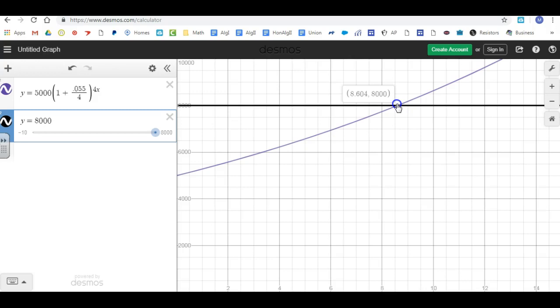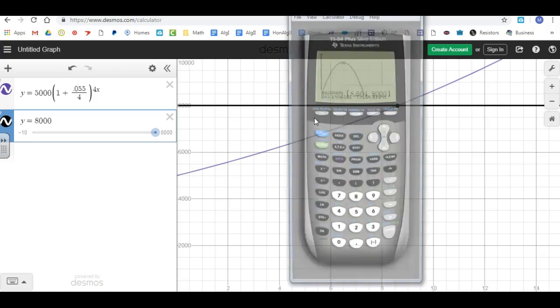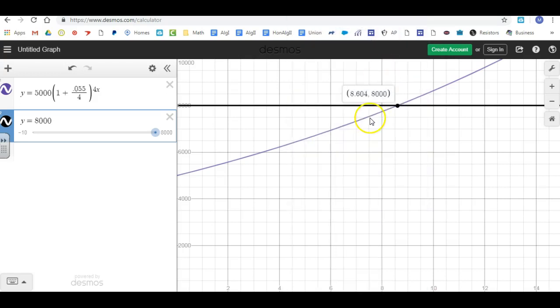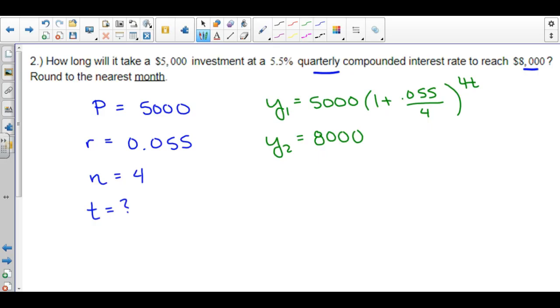So the question says we want to round this to the nearest month. So I know 8 years is the 8, but what about the 0.604? So what I'm going to do is get my calculator open, and take that 0.604, which was the leftover part of the decimal, and multiply that by 12, because that's how many months are in a year. And I get 7.248. So I'm just going to round that down to 7. So it indicates that it would take roughly 8 years and 7 months for that account to reach 8,000. And that would be our answer.